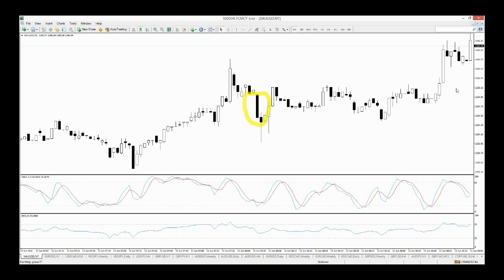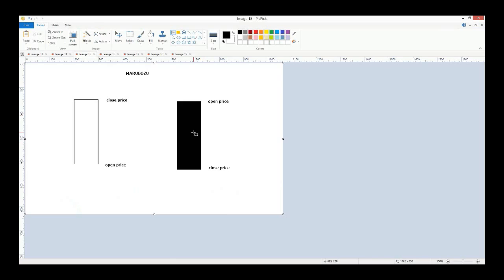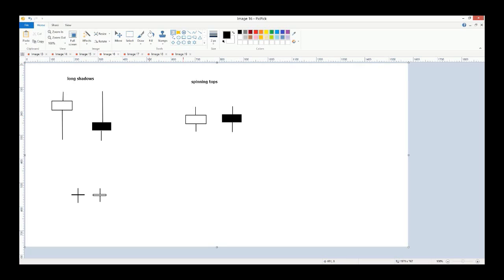Back to you, Adamos. Okay, thank you, Jakub. So let's erase this and go to the next one. Of course, for a white Marubozu to happen, we need the bulls to prevail at all times during the trading session, and for a black Marubozu, we need the bears to prevail at all times during the trading session. Anyhow, let's go to the next one.